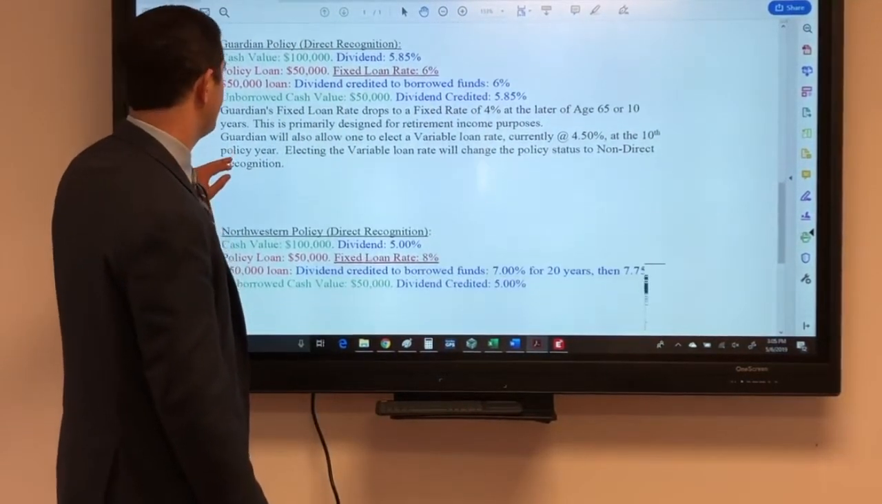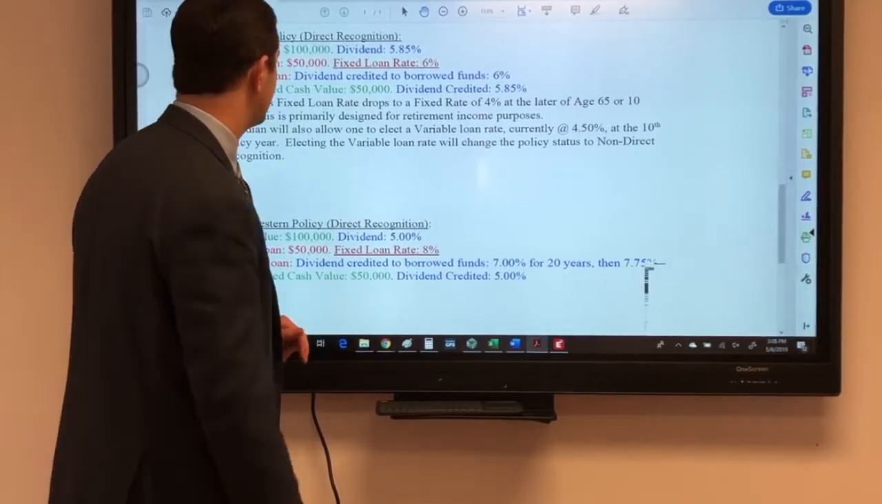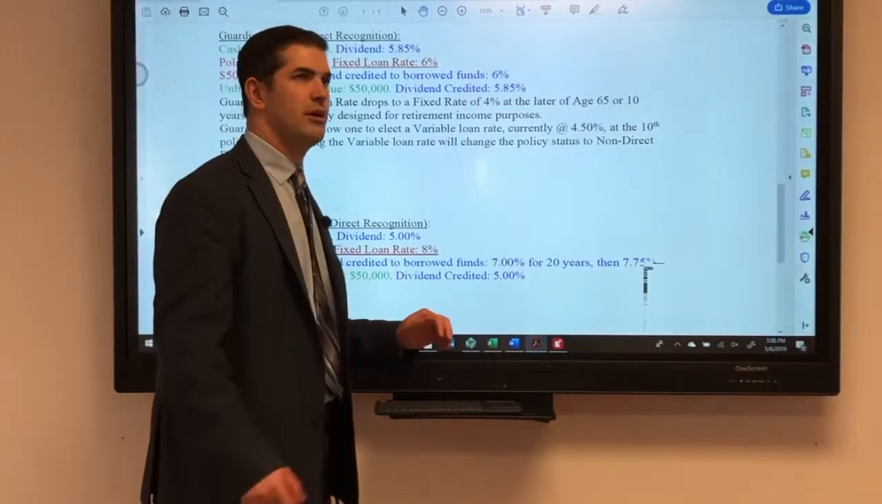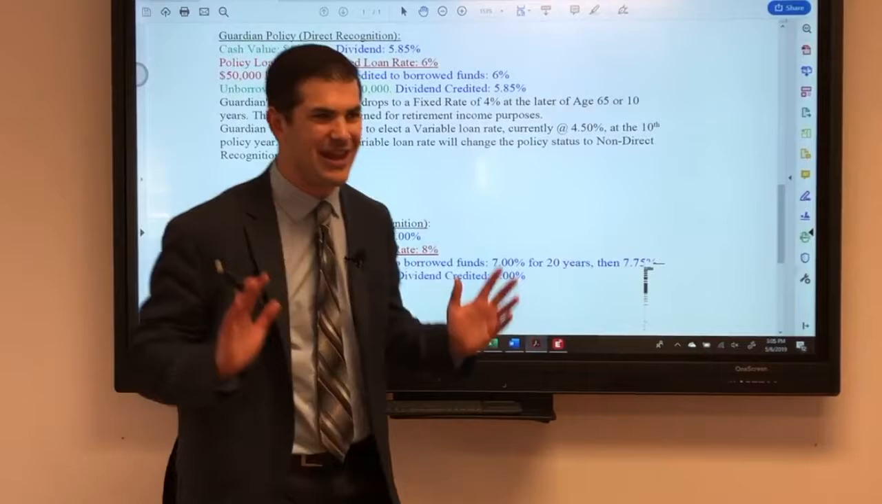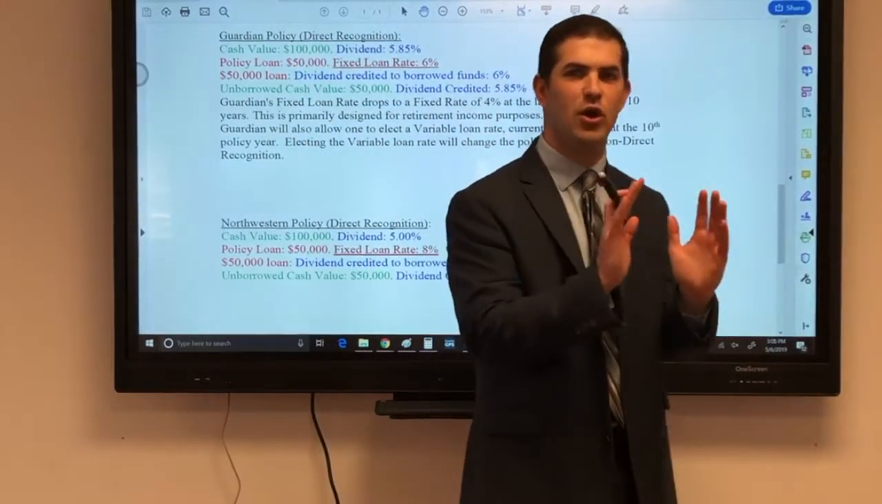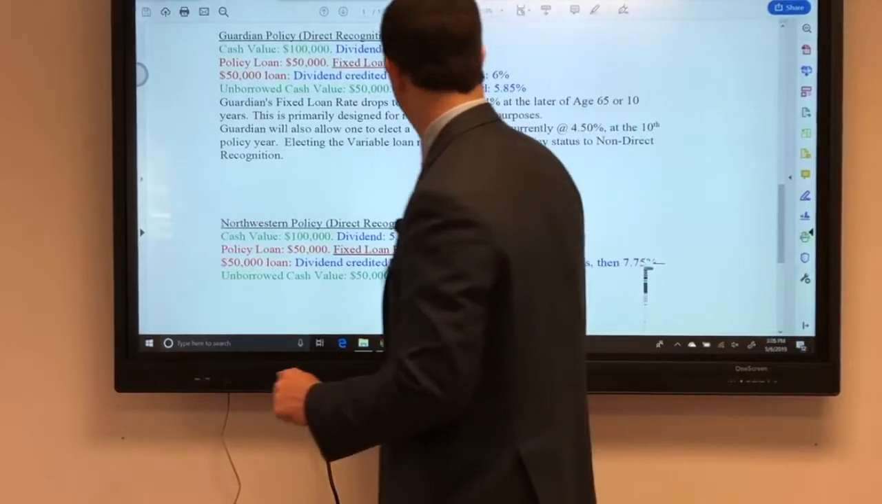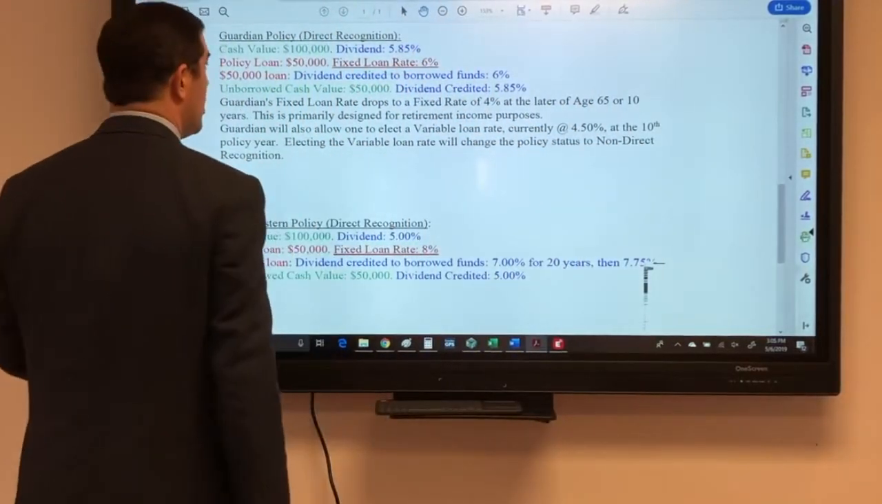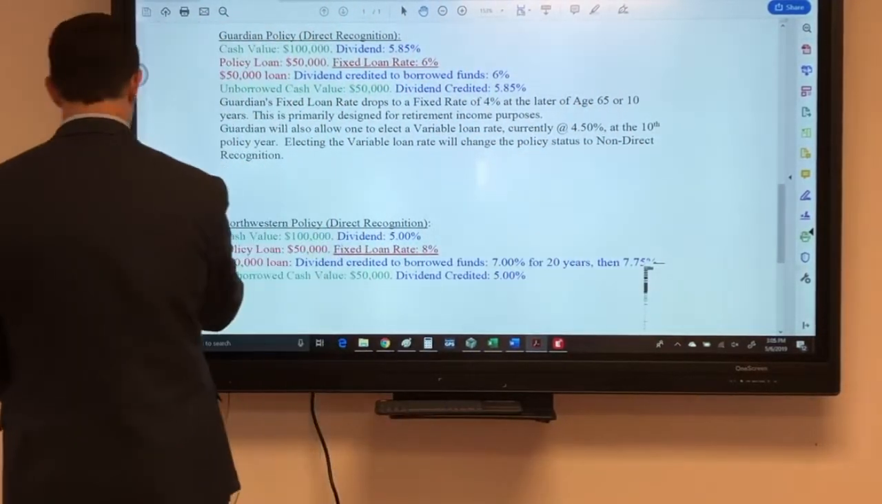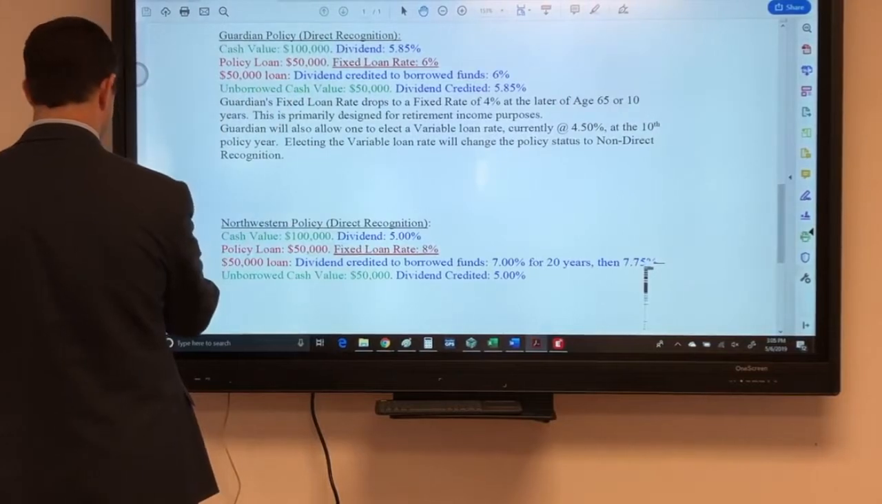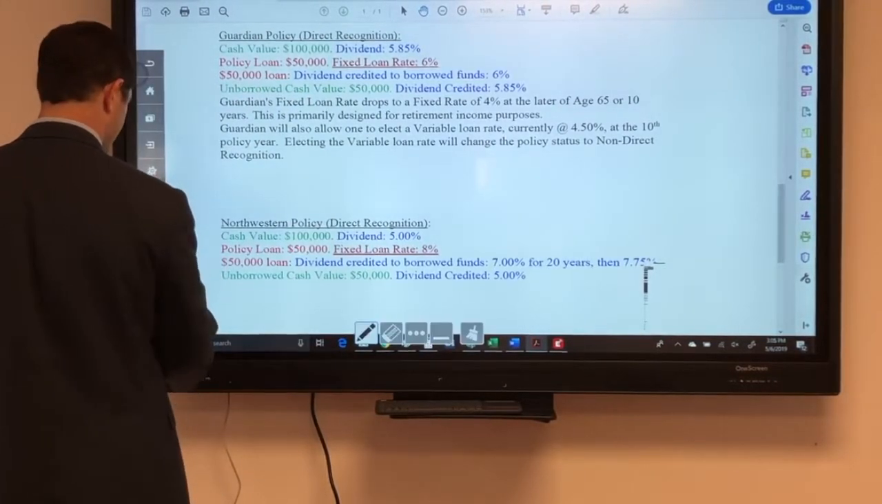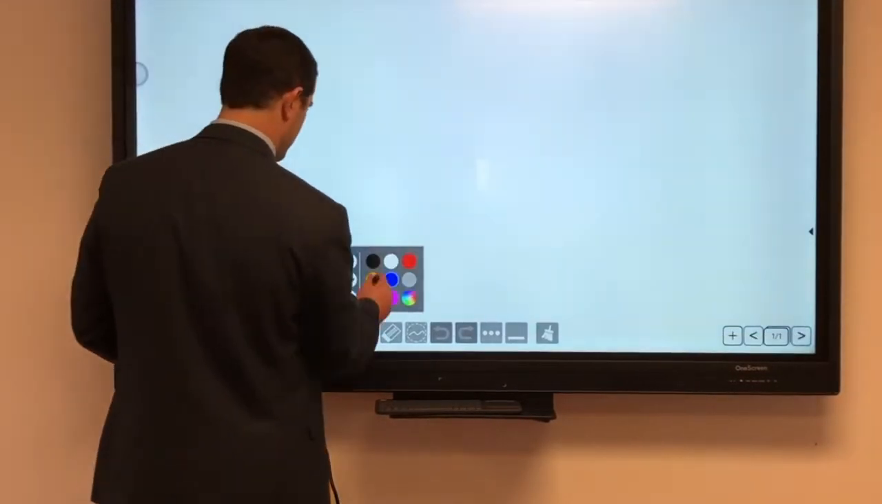Guardian. Right, so we've got the direct recognition factor. We've touched on in prior videos that they actually increase our dividend rate when we borrow, right, on borrowed funds. So we're not going to go into that here, even though this example spells it out for us. What we're going to touch on is their different loan rates and exactly how that works. All right, so good old Guardian.